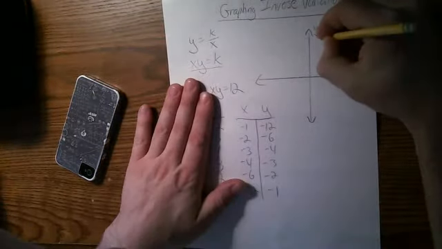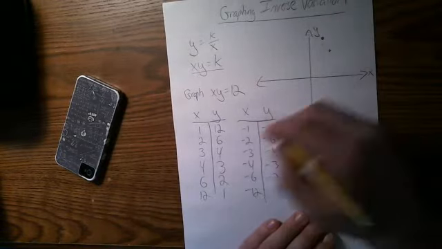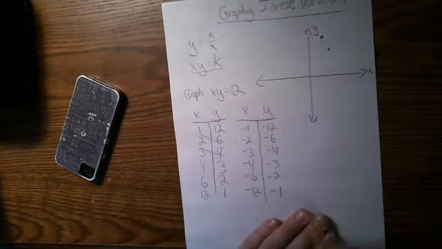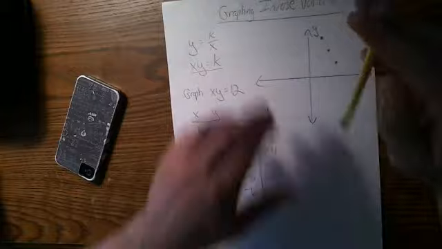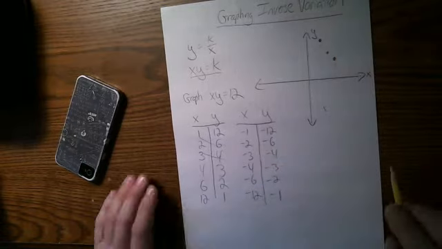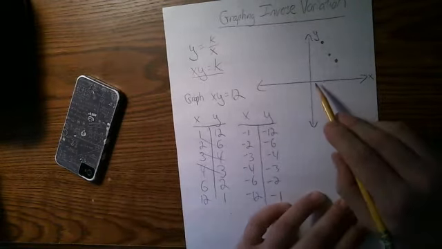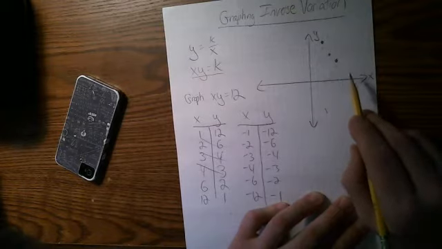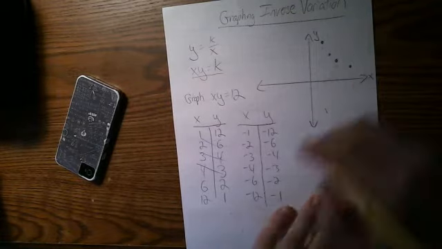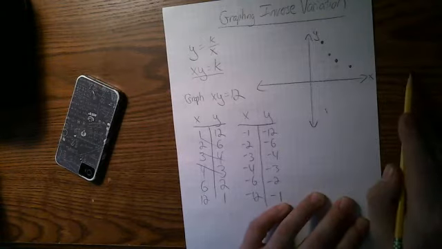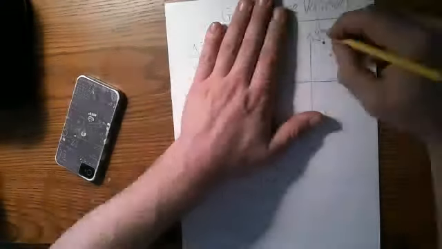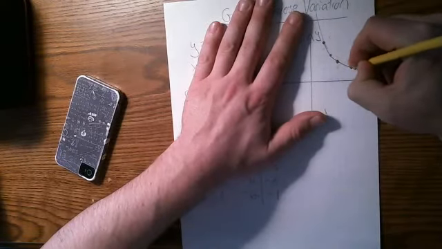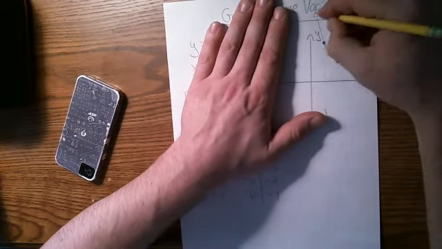Alright, so that's the ordered pair 2, 6. The ordered pair 3, 4. I also have the ordered pair 4, 3. There's the ordered pair 4, 3. And the ordered pair 6, 2. And now remember, the ordered pair 12, 1 is going to be right here. So here is the graph of inverse variation. It's not a straight line, so please do not make it look like a straight line.